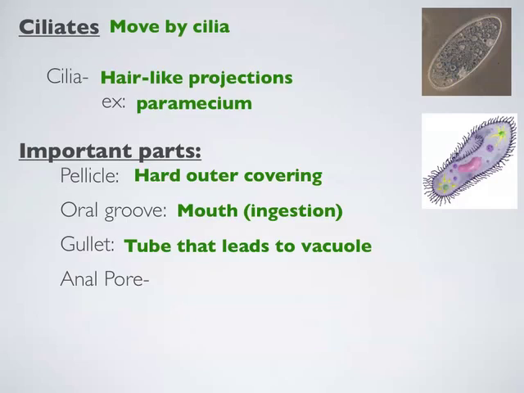How does it get food out? That's a good question. You could probably guess by the name. The paramecium also has an organ called an anal pore. And so what do you think it's responsible for? Removing waste. It eliminates waste through this opening called an anal pore.